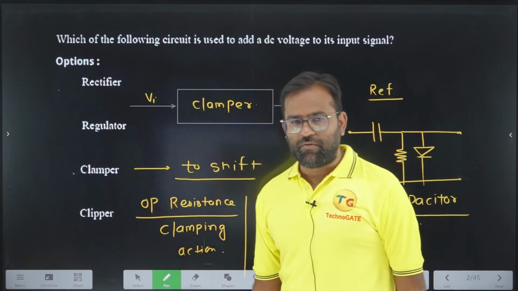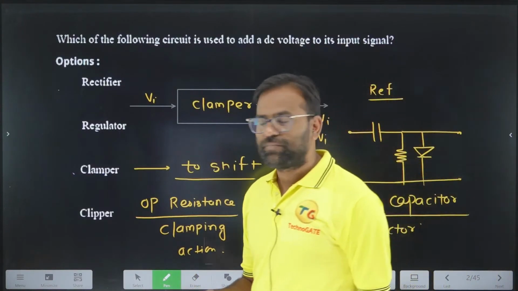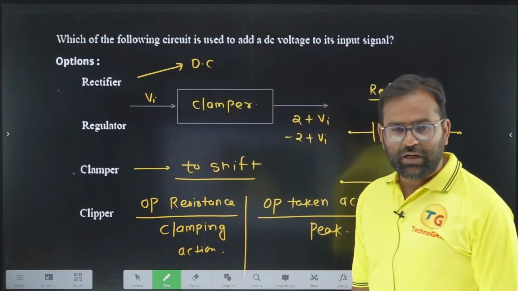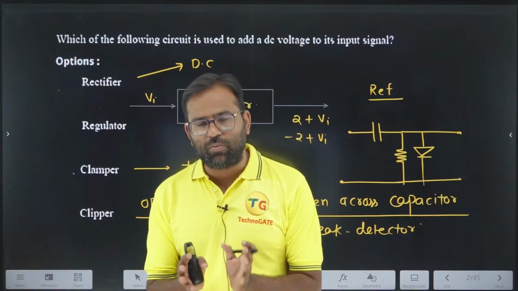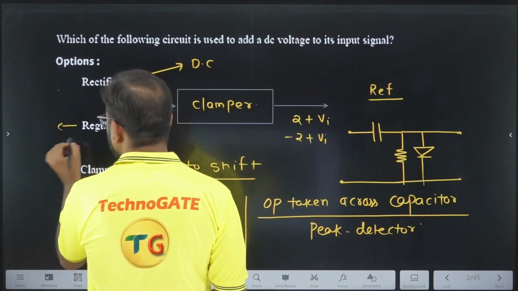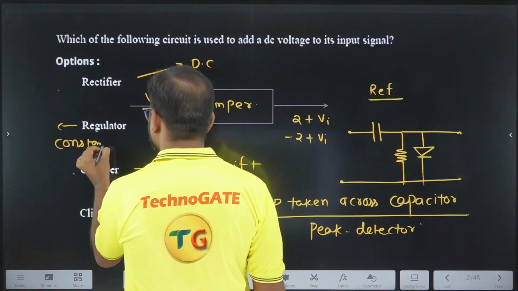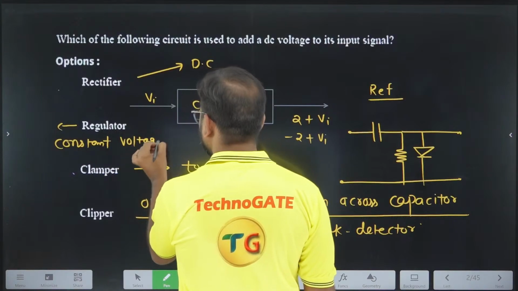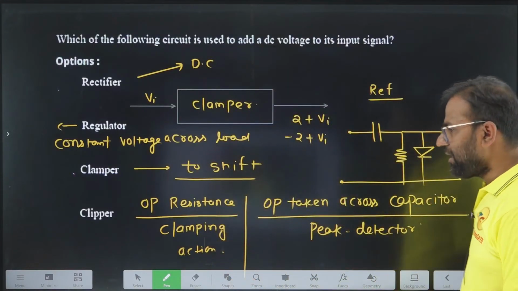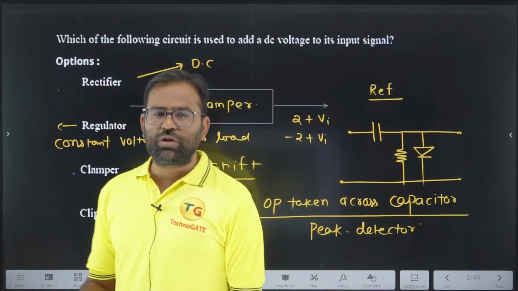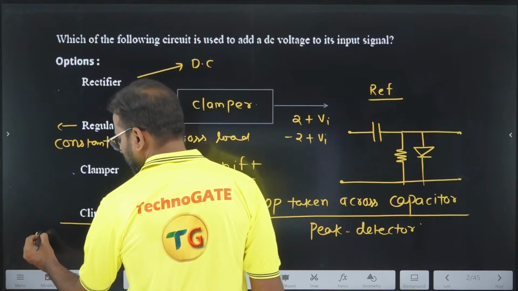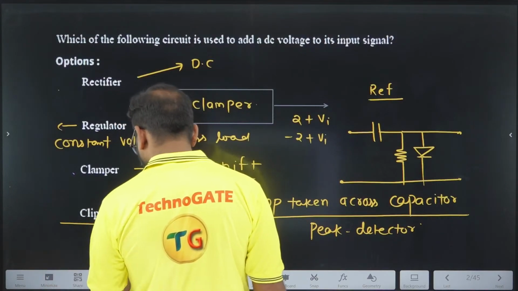There are remaining options. One option is a rectifier. A rectifier is the idea of converting AC to pulsating DC. So you can say this is the idea of converting one AC signal into a DC signal. Second is a regulator. A regulator is the idea of maintaining a constant load voltage despite fluctuation of input or of load. So this is the idea of maintaining constant voltage across the load. And third is a clamper. Clamper means shifting. And clipper. A clipper is the idea in which we remove the unwanted portion of a waveform using a diode. So this is clipping, the idea of removing the unwanted portion.